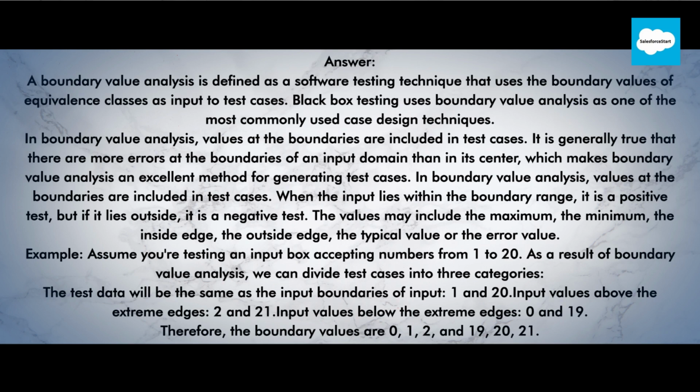Assume you're testing an input box accepting numbers from 1 to 20. As a result of boundary value analysis, we can divide test cases into 3 categories. The test data will be the same as the boundaries of input, 1 and 20. Input values above the extreme edges, 2 and 21. Input values below the extreme edges, 0 and 19. Therefore, the boundary values are 0, 1, 2, and 19, 20, 21.